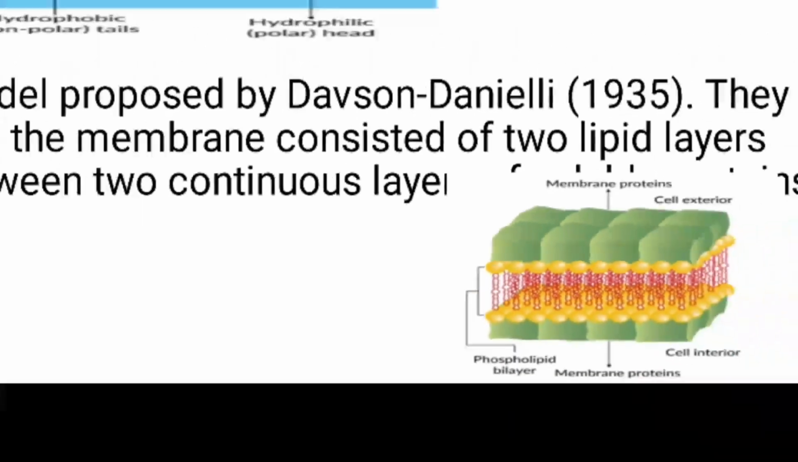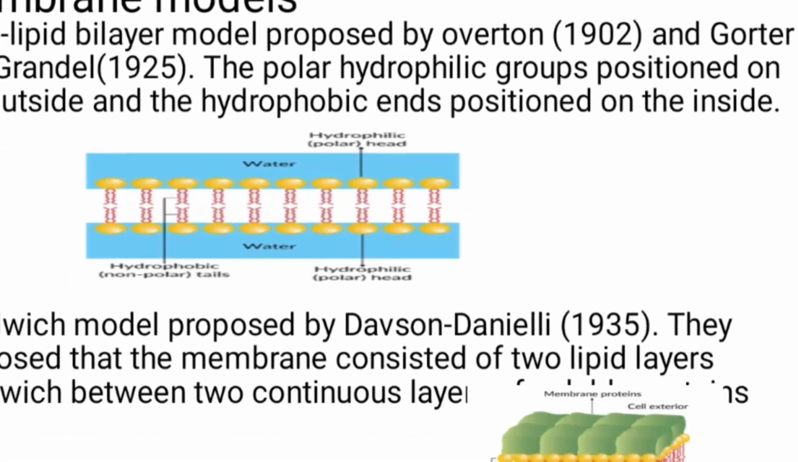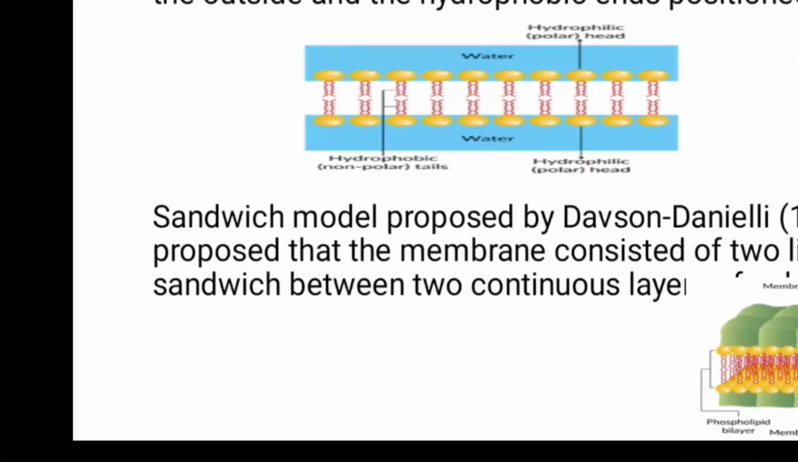So this is what the sandwich model says, that the membrane is like a lipid bilayer sandwiched in between 2 continuous protein layers. The improvement of the sandwich model over the lipid bilayer model is that the lipid bilayer model never gave account of protein in the membrane. In the lipid bilayer, there is no protein at all. But in the sandwich model, they say that yes, there is lipid, but the lipid is surrounded by a continuous layer of proteins.